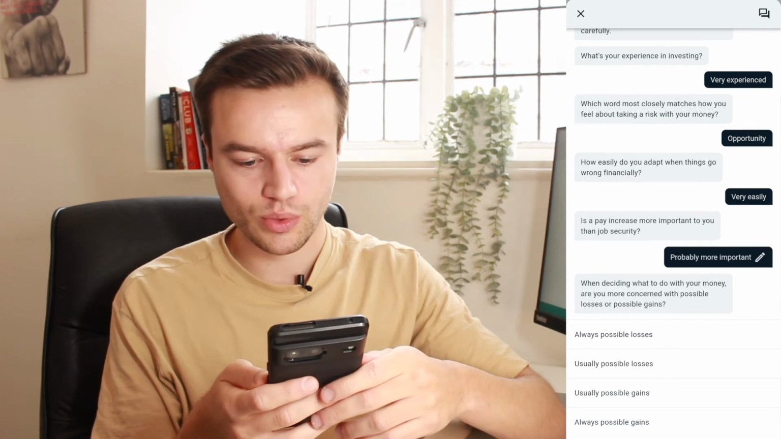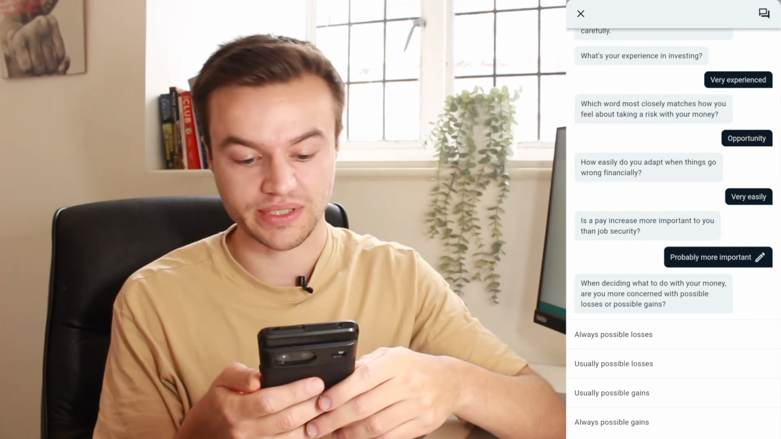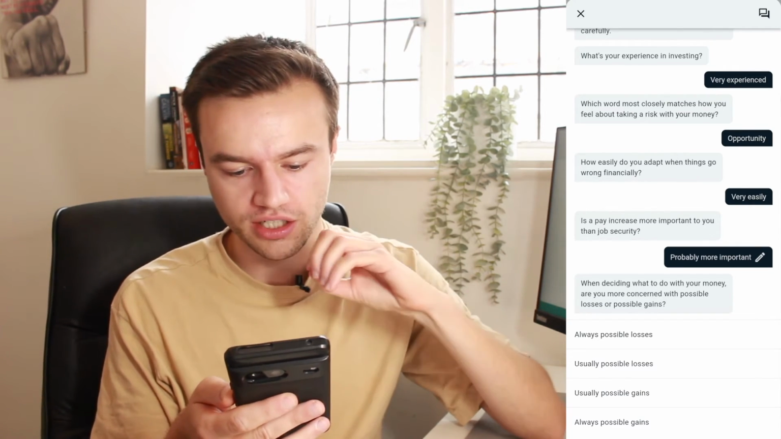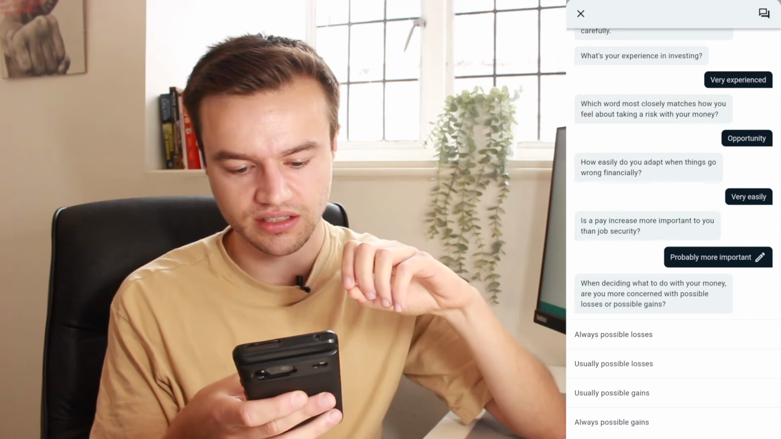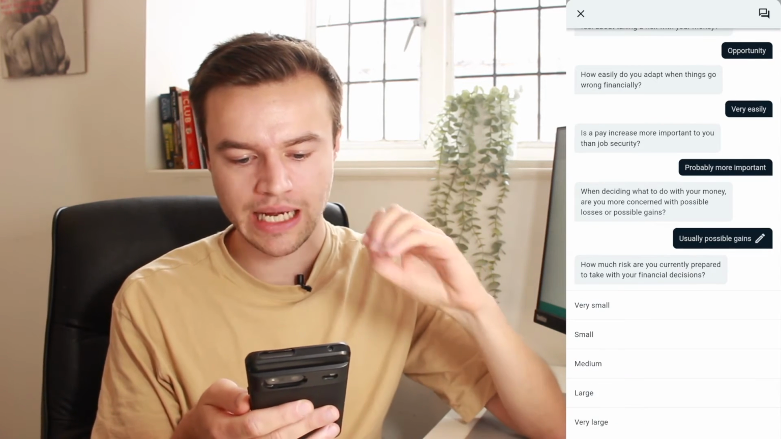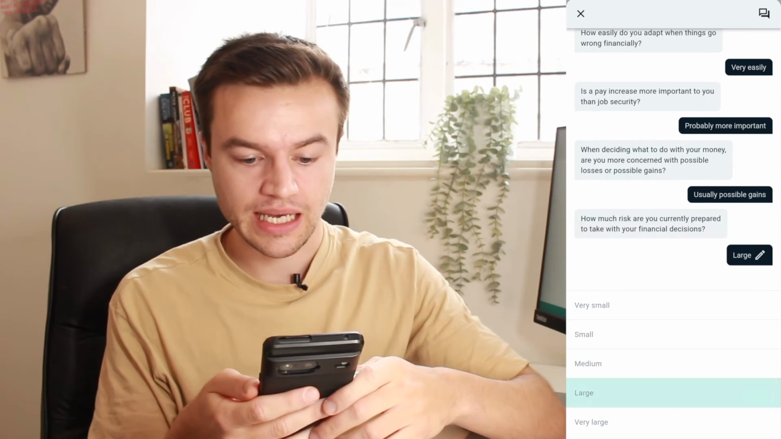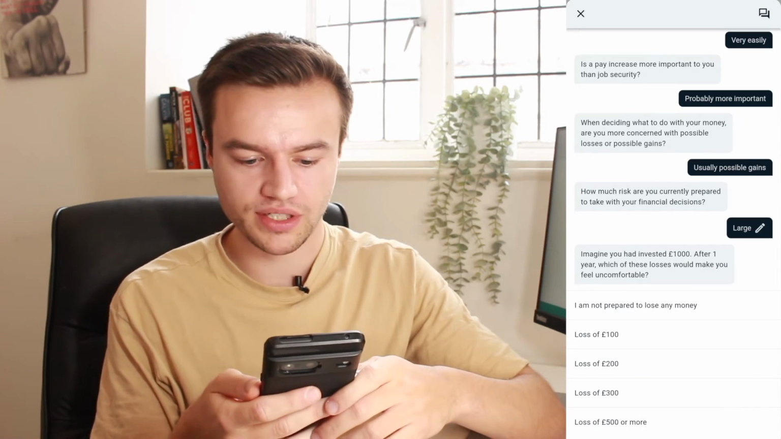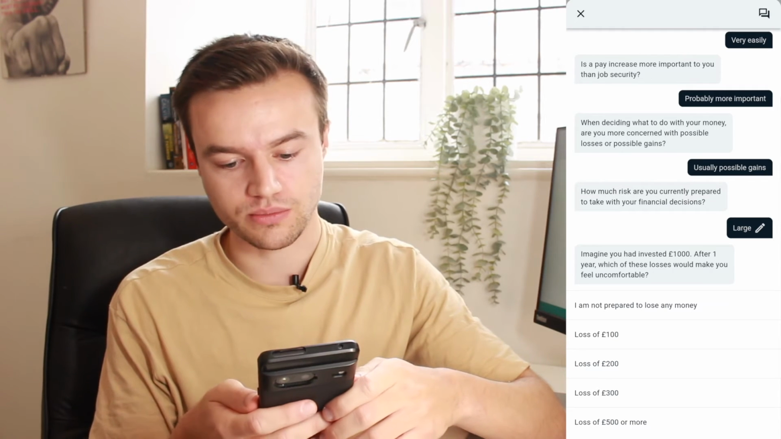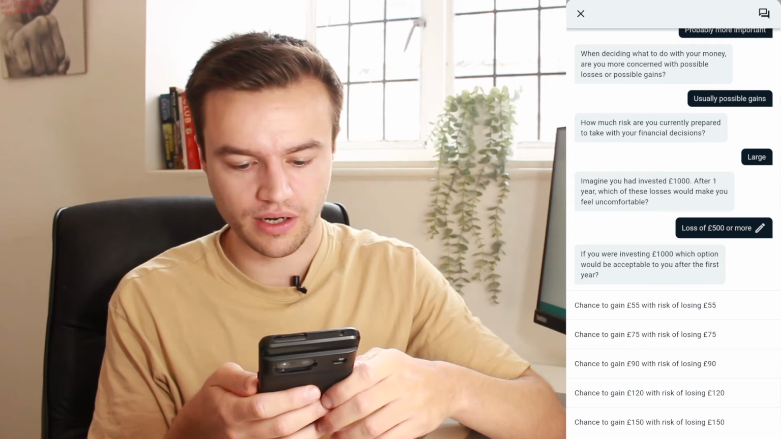The next question, when deciding what to do with your money, are you more concerned with possible losses or possible gains? So these questions are trying to gauge your risk appetite. So here I'm going to put, I'm more concerned about possible gains. Now it's asking me again another risk question. How much risk are you currently prepared to take with your financial decisions? I'll put large. Imagine you had invested £1,000, after 1 year, which of these losses would make you feel uncomfortable? I'll put loss of £500 or more. If you were investing £1,000, which option would be acceptable to you after the first year?